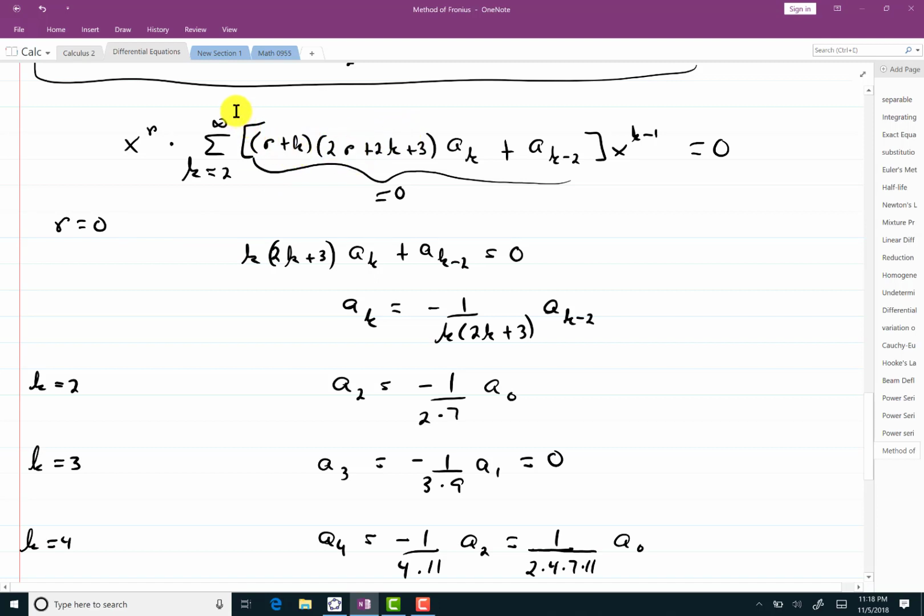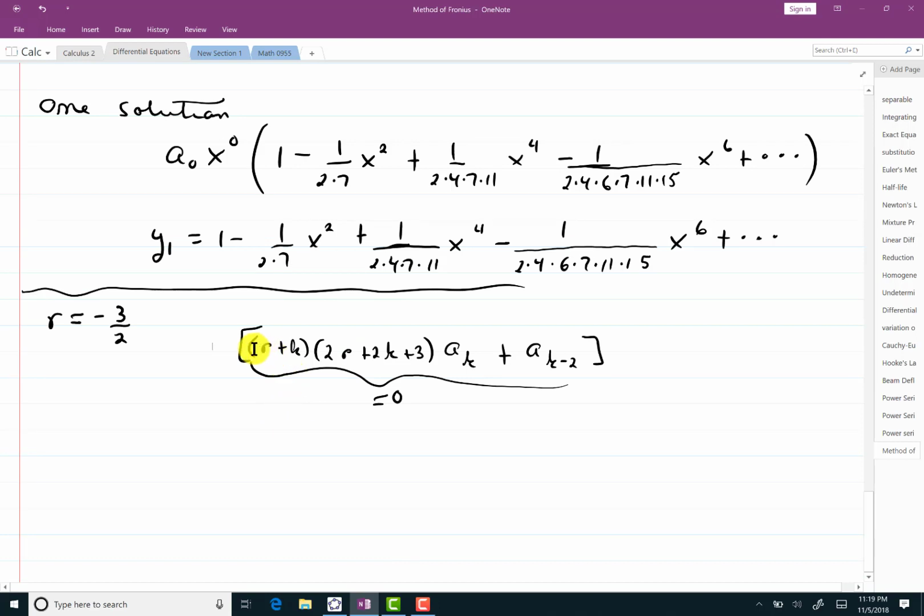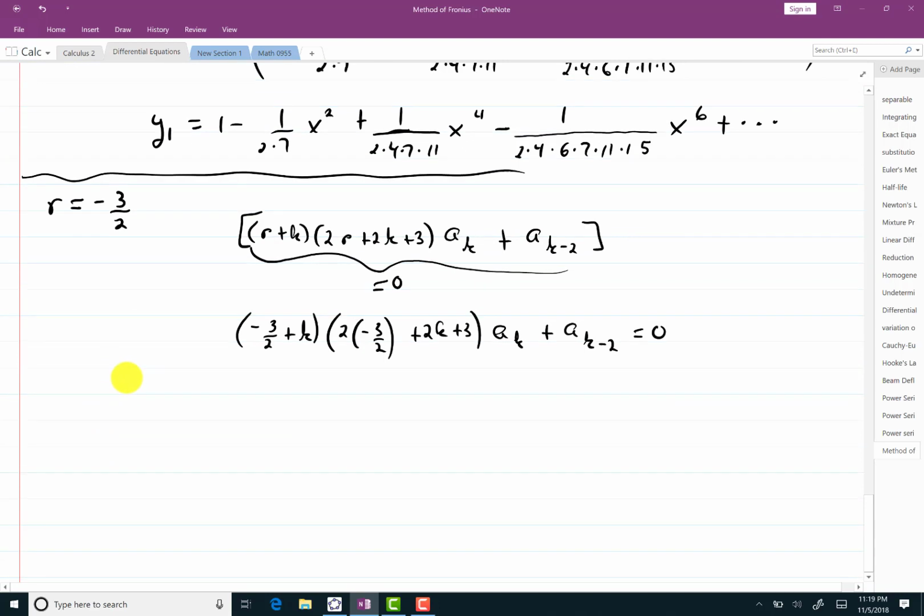So let me go ahead and copy this down and bring it below. So it's the same deal as before, except now my r is going to be replaced with negative 3 halves. So I get negative 3 halves plus k, 2 times negative 3 halves plus 2k plus 3, a sub k plus a sub k minus 2 will equal 0. And let's go ahead and simplify as much as I can here. For some reason, I like to rewrite the first one as k minus 3 halves. For this, notice the 2's cancel here, and we end up with negative 3 plus 2k plus 3 a sub k plus a sub k minus 2.